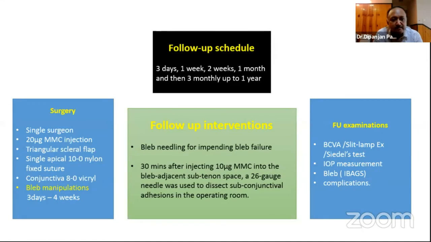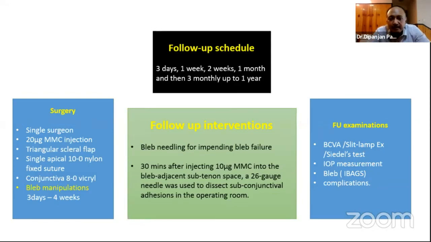All cases were done by me. We injected 20 microgram MMC at the beginning of the procedure, and we made a triangular scleral flap with a single apical 10-0 nylon fixed suture. The conjunctiva was closed with 8-0 Vicryl, and we did bleb manipulation between 3 days and 4 weeks.